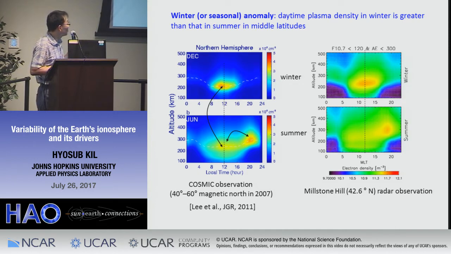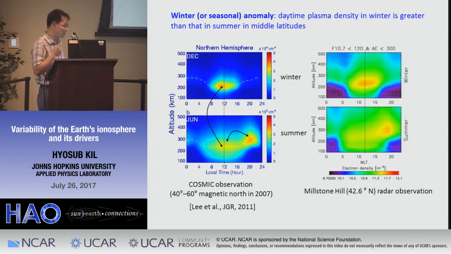This is the radar observation at Millstone Hill, the same phenomenon. Compare this to, at this time, the plasma density in December is greater than June. I also want to mention one more thing here. Compare this in June solstice, the plasma density at night is greater than that during daytime.